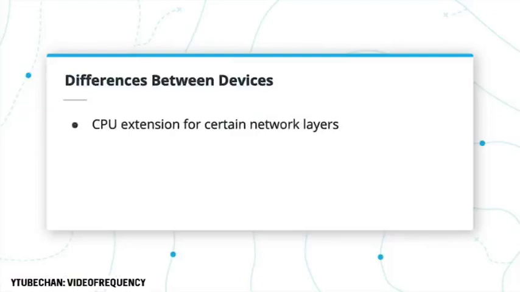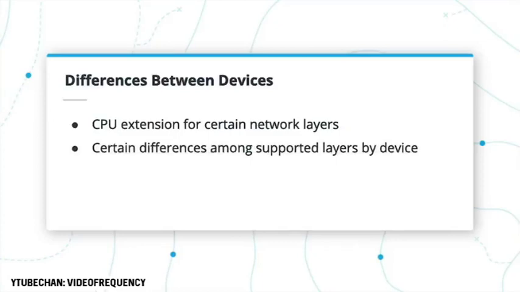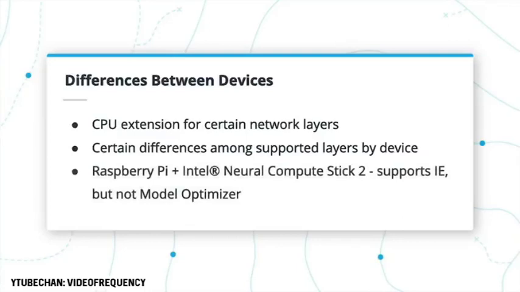However, you may remember me mentioning a CPU extension in the last lesson. That's one difference, that a CPU extension can be added to support additional layers when the inference engine is used on a CPU. We'll look at exactly how to handle that shortly. There are some differences among supported layers by device as well. There's a link in the classroom where you can view these different supported layers yourself, and I'll pull that up in just a second.